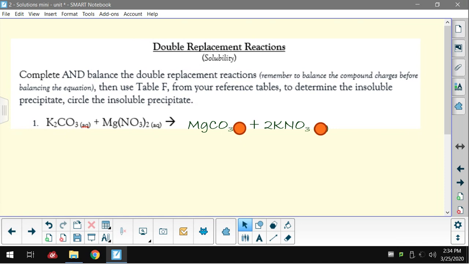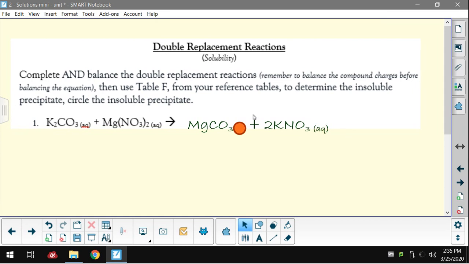To do this, you're going to get potassium with nitrate, potassium nitrate, and you're going to get magnesium with carbonate, magnesium carbonate. So now you say, okay, is this reaction actually going to happen? Does it create an insoluble precipitate? So what you do is you look on table F and you say, all right, well, what's going to happen? Well, right here I can see automatically, potassium, they are always soluble, as are nitrates. So that's going to be an aqueous solution.